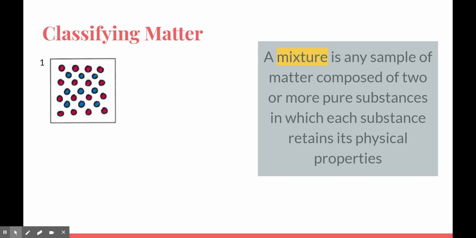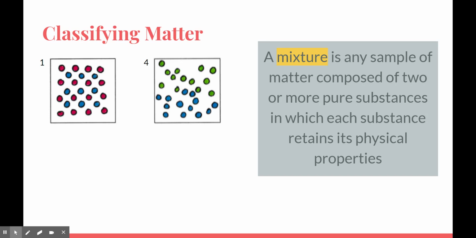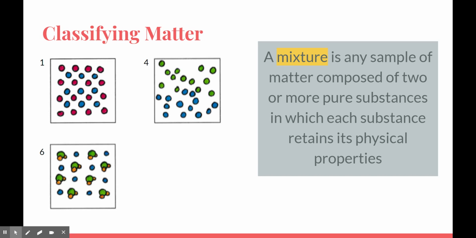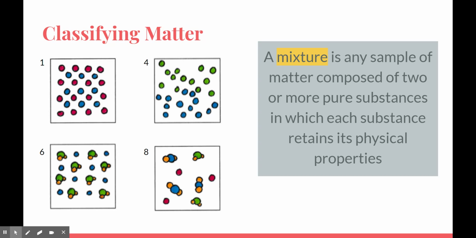Number 1 is an example of a mixture because this is a combination of two different types of particles. Same thing with number 4. We have a combination of two different types of particles. Same with number 6. Same with number 8. Each of these particles is different, and that makes it a mixture.